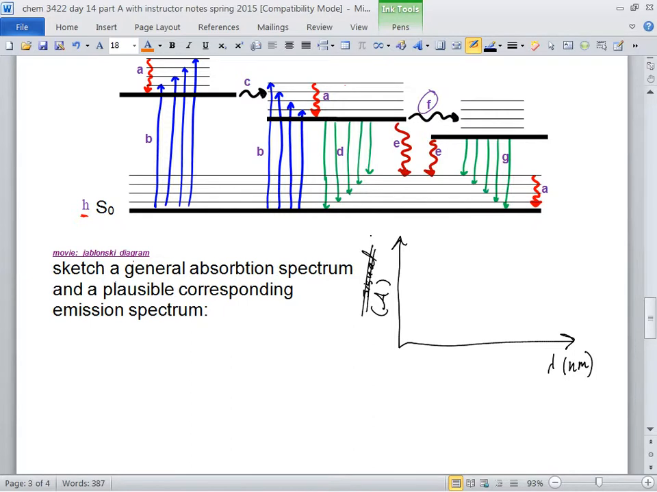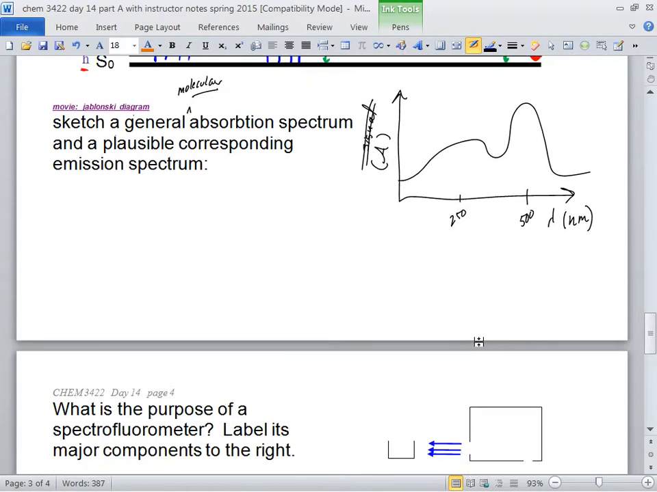Okay. And then we're supposed to sketch it. We sketch whatever you'd like. It's definitely not this, right? Okay. We should probably say a general molecular spectrum, because we're talking about a molecular compound. That's what I'm trying to get at. Okay, and then an emission spectrum. So let's say this is around 500 nanometers, just to put a scale on here. This is like 250 nanometers. And then an emission spectrum.